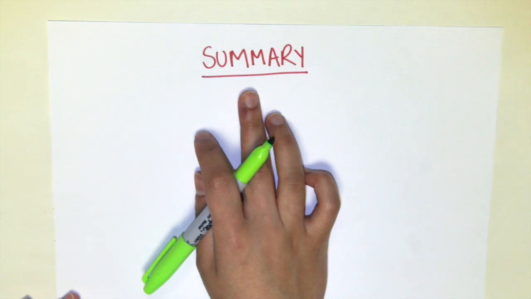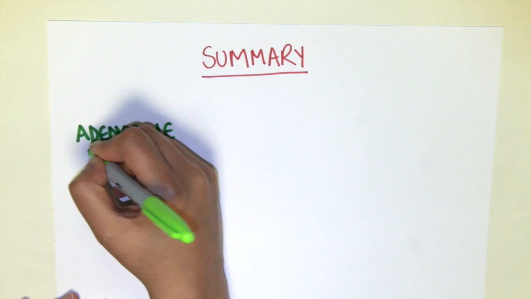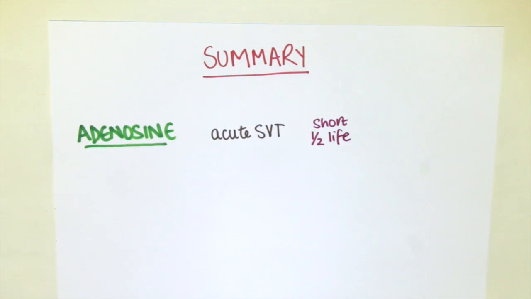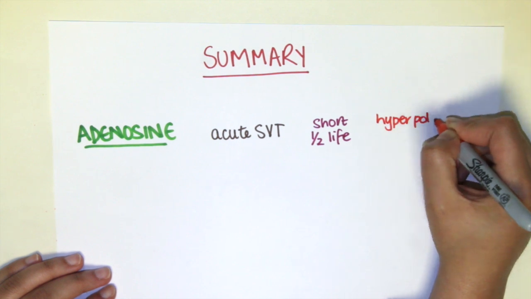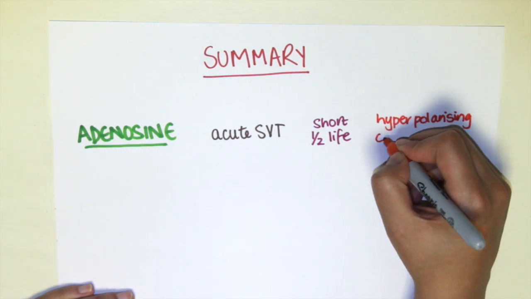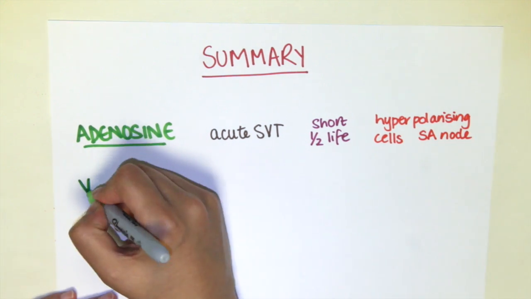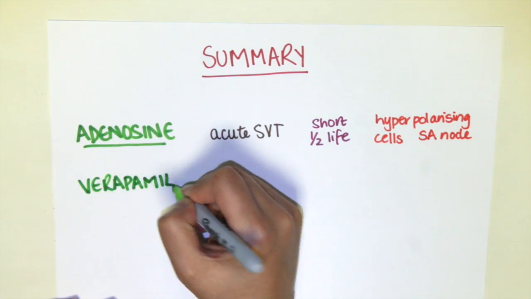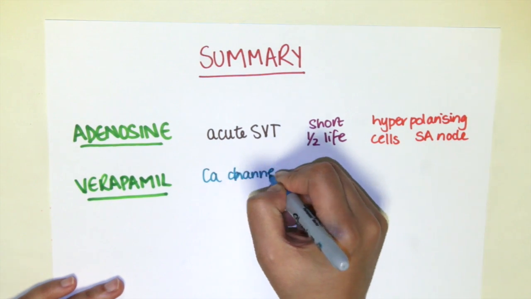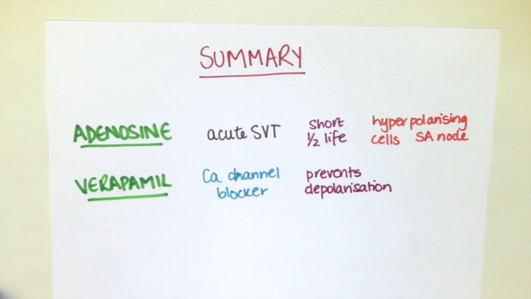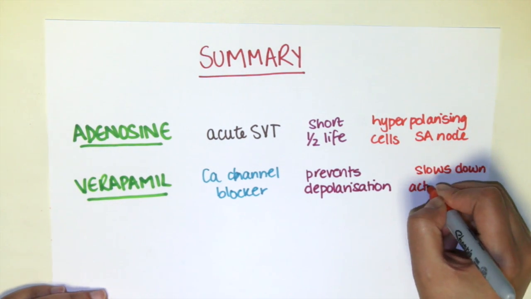So in summary, adenosine is used for acute SVTs, as it has a very short half-life, and it works by hyperpolarizing cells to reduce the rate of action potential transfer in the SA node. Verapamil is a phenylalkylamine calcium channel blocker, which prevents depolarization in cardiac cells, again slowing down action potential transfer.